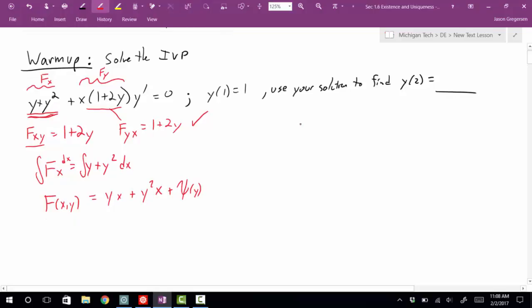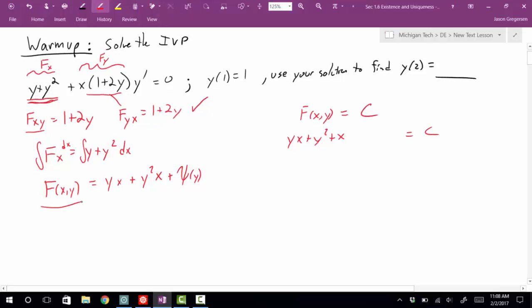Okay, so remember, the whole idea is, here's my solution to an exact equation. It's the function equals c. Well, I have the function. Am I done? Can I just write that thing over there? What am I missing now? Psi. I've got to figure out what the psi is. That's the piece that I'm missing. So far I know that yx plus y squared x is over here, but I don't know what that psi piece is.